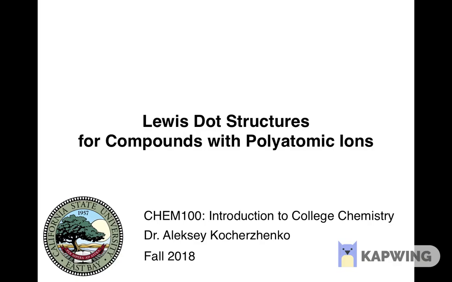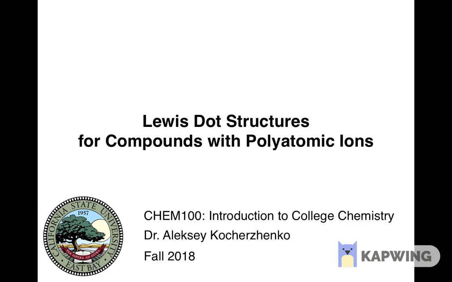A polyatomic ion consists of several atoms, typically of elements other than metals, that are connected by covalent bonds. Lewis dot structures for polyatomic ions are drawn similarly to the way they are drawn for molecules. An important difference, however, is that polyatomic ions are not electrically neutral.